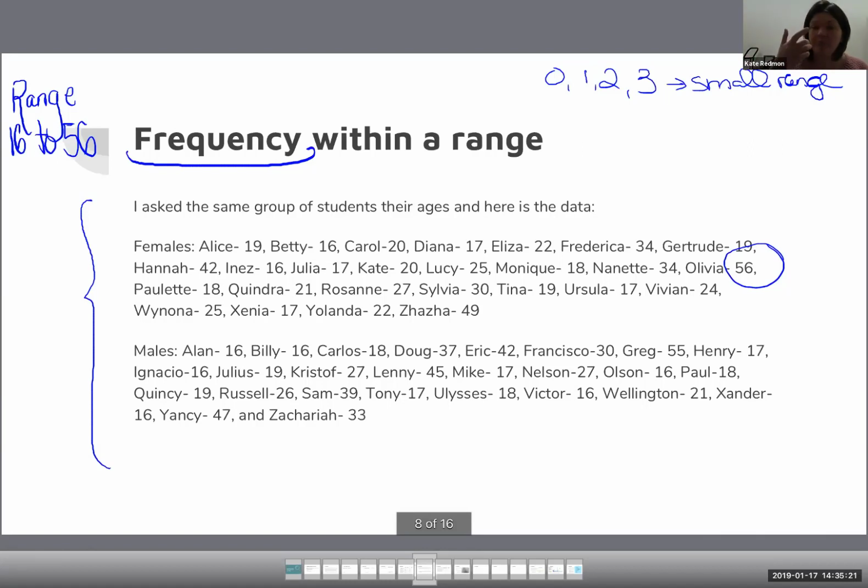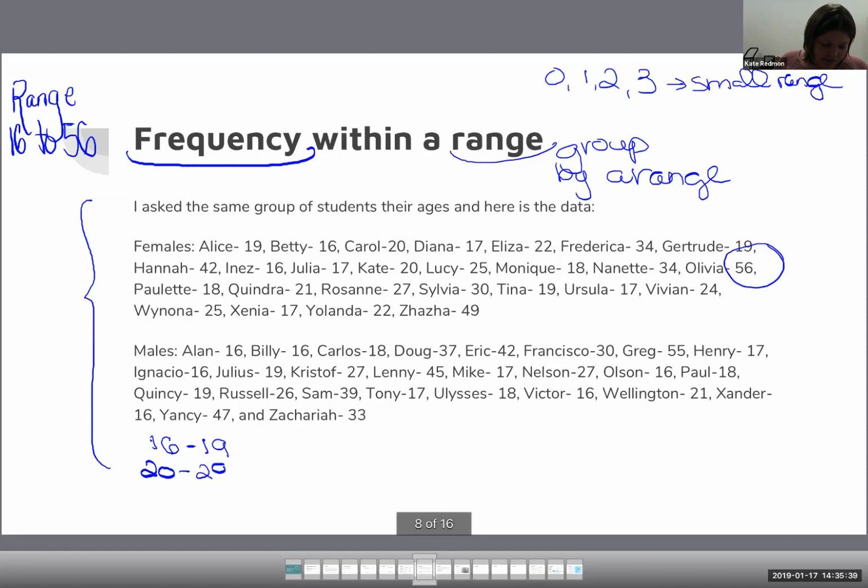You can group people by a range. Now we're going to look at some examples. It doesn't have to be this range, but the way I grouped it was I put all the teenagers together, 16 to 19. Then I put all the 20-somethings together, 20 to 29, and the 30-somethings together, and so on and so forth.